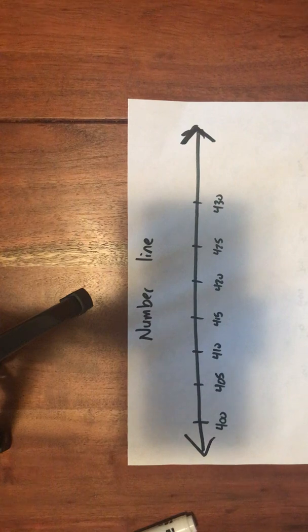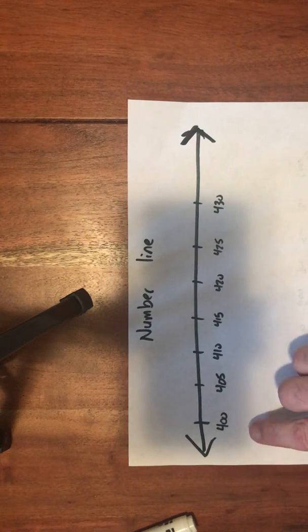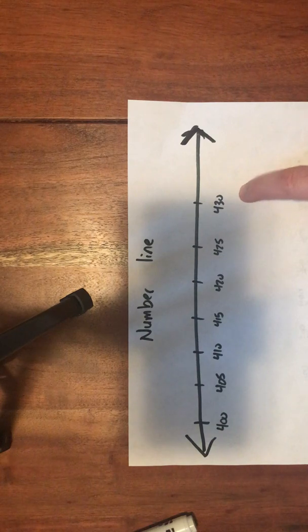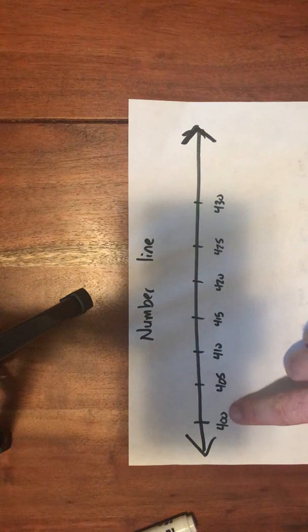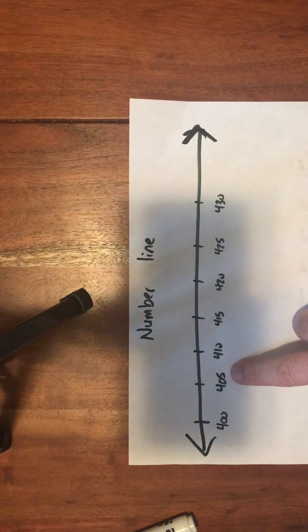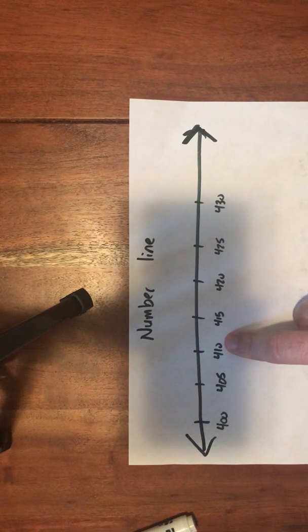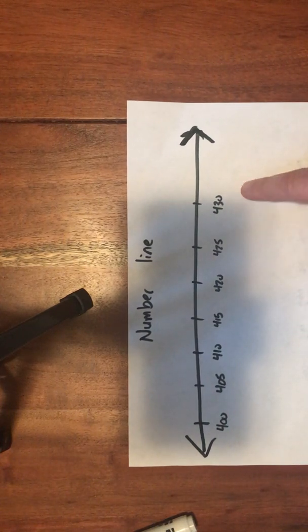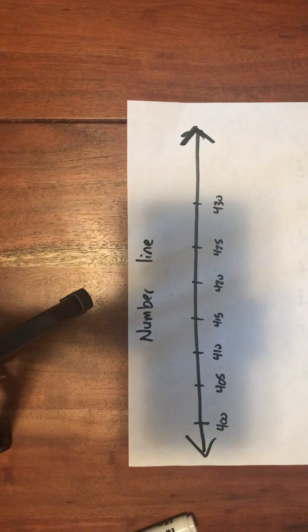By how much does the number increase as we move from the left to the right across the number line? And it goes up by 5 every time, from 400 to 405, from 405 to 410, from 410 to 415, 415 to 420. It's going up by 5 every time. There's a pattern right there.